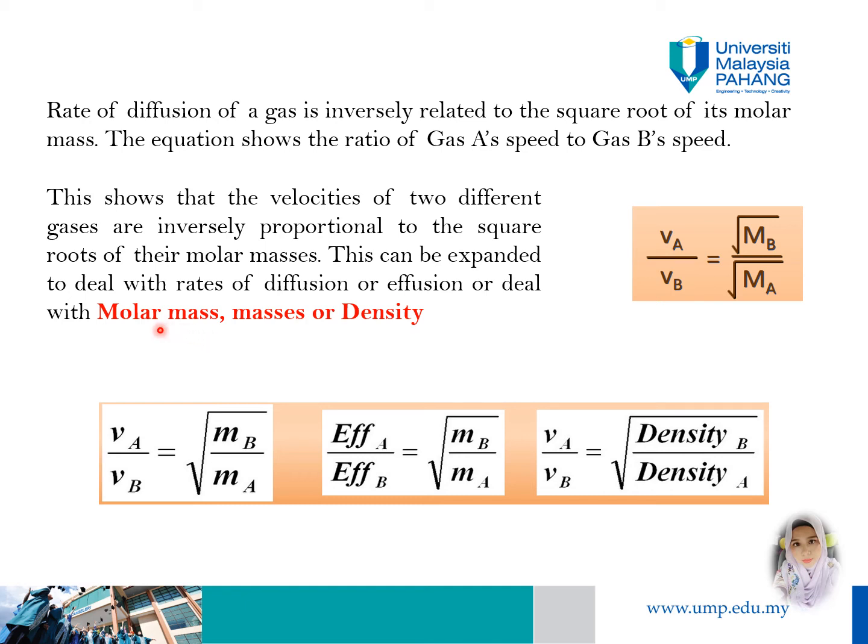Rate of diffusion of gas is inversely related to the square root of its molar mass. The equation shows the ratio of gas A speed to gas B speed. This shows that the velocities of two different gases are inversely proportional to the square roots of their molar mass. This can be applied to the rate of diffusion or effusion, or to molar mass, or density.